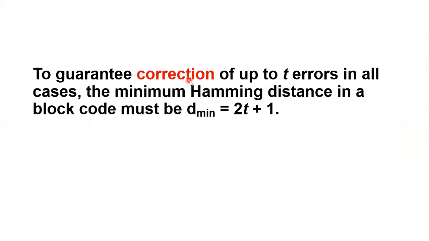So to guarantee correction of up to t errors in all the cases, the minimum Hamming distance in a block code must be 2t plus 1. That is, d-min equals 2t plus 1.